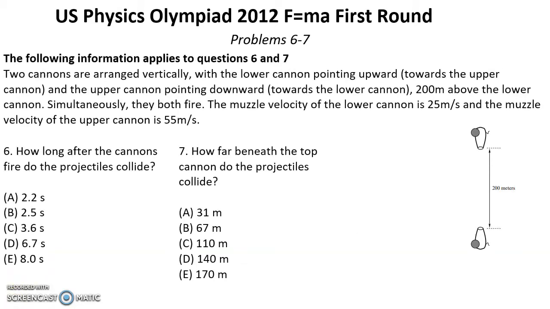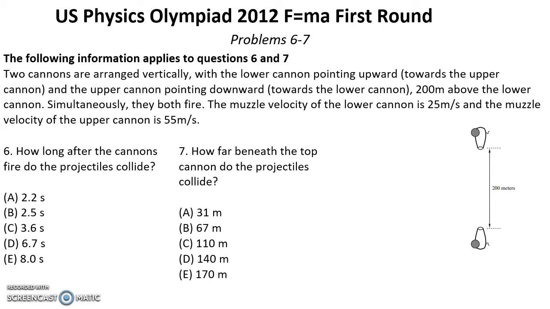Problems number 6 and 7. The following information applies to questions 6 and 7. 2 cannons are arranged vertically with the lower cannon pointing upward towards the upper cannon and the upper cannon pointing downward towards the lower cannon, 200 meters above the lower cannon.